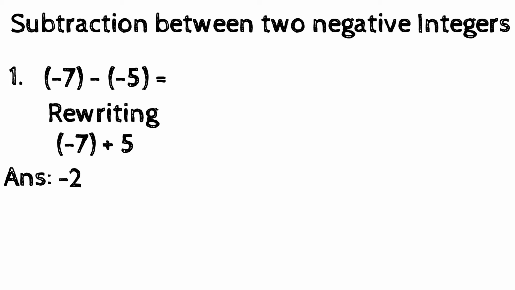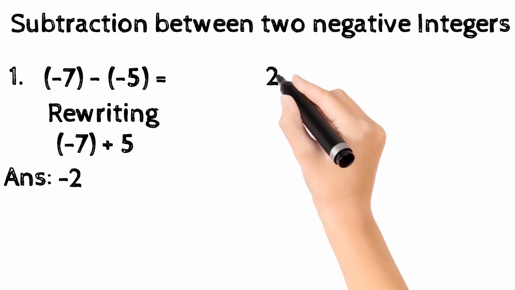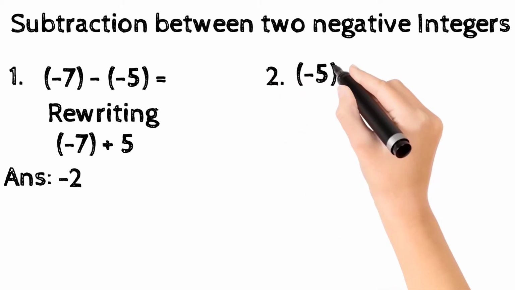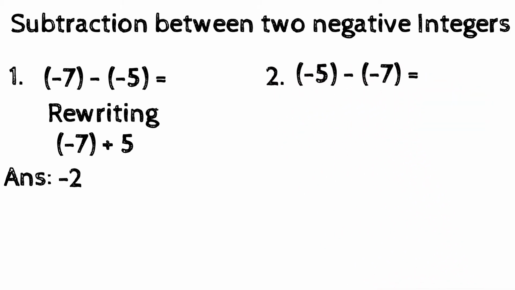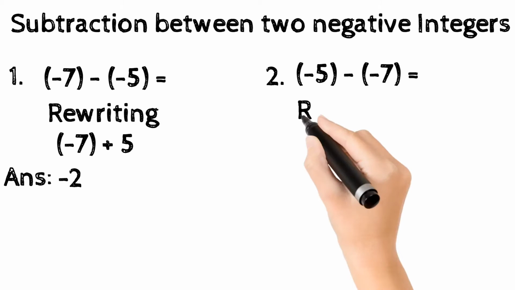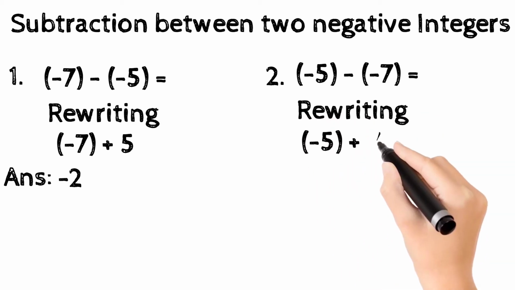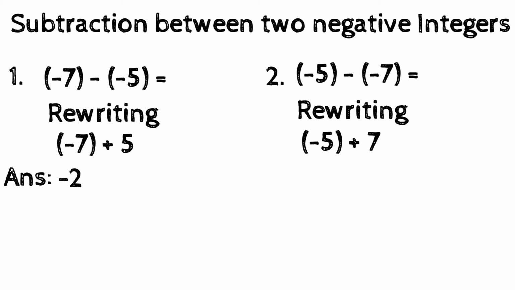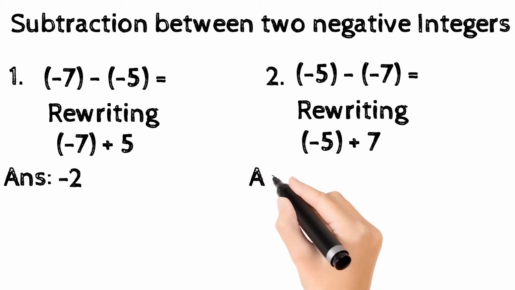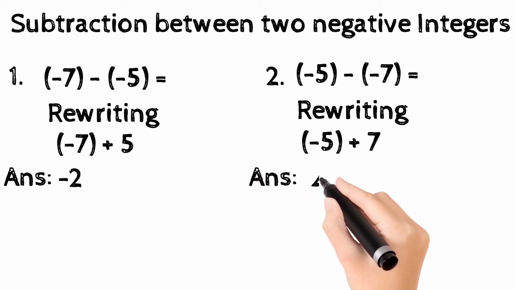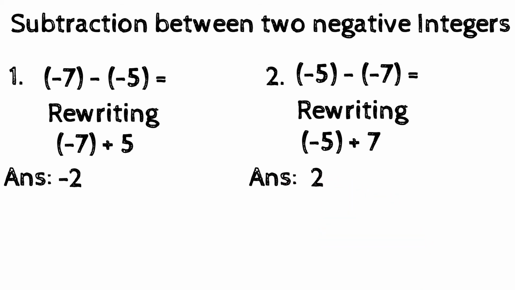Let's see the second example: minus 5 minus inner bracket minus 7. Let's rewrite it: minus 5 minus into minus plus 7 plus minus into plus minus. So 7 minus 5 will be equal to 2, and the positive number is greater than the negative number, so the sign will be plus 2.